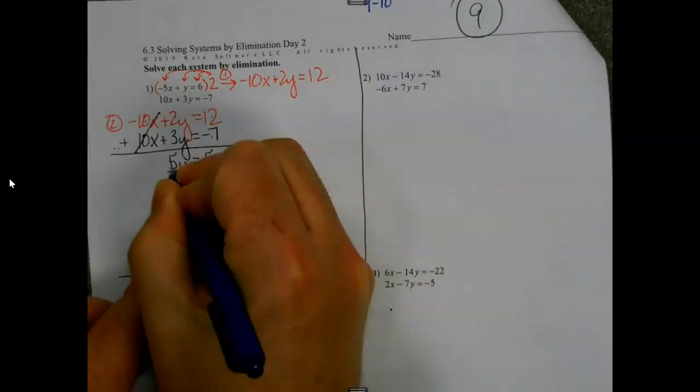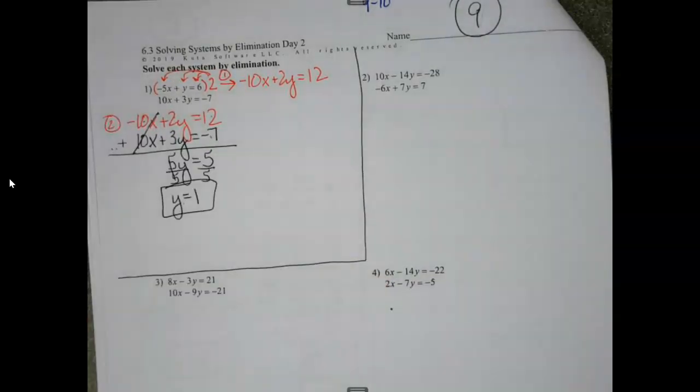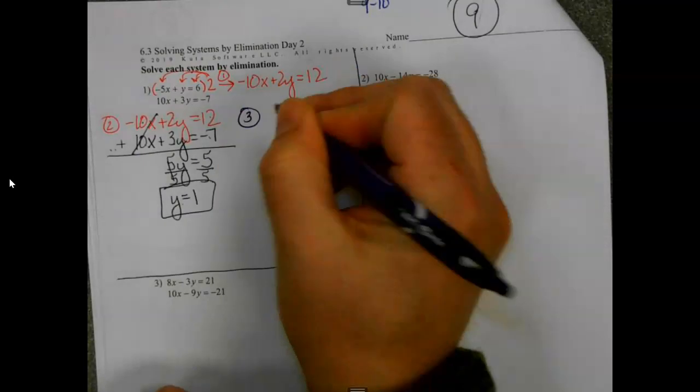We're just going to divide by 5. So multiply to get something to cancel. Take it from there. So I look and I'm like, okay. Last step.